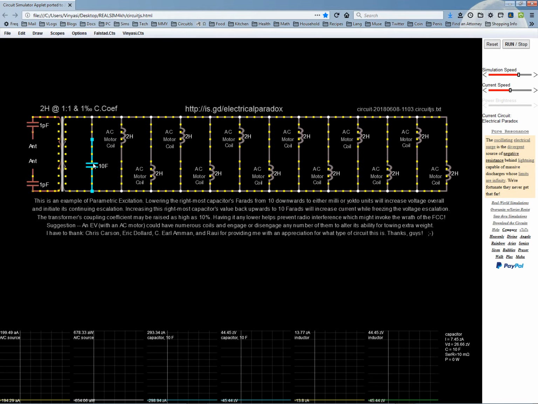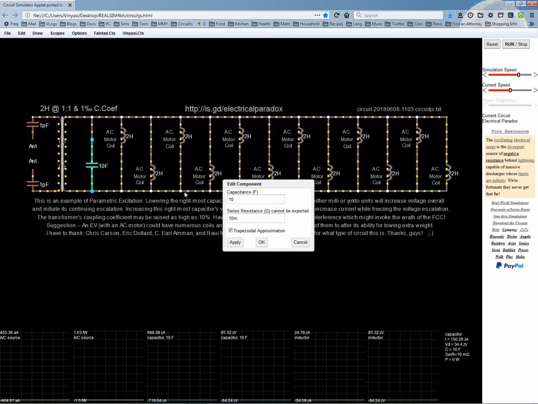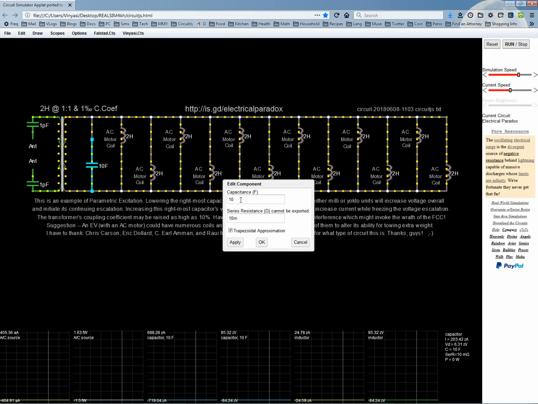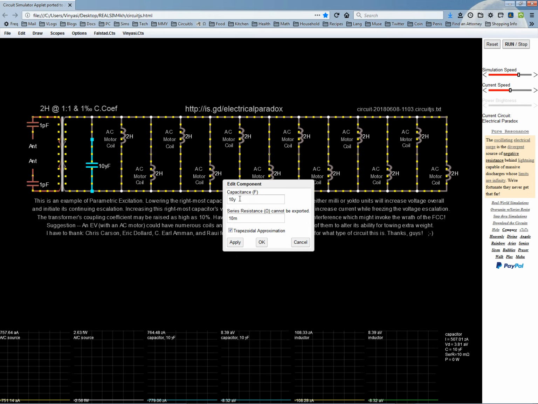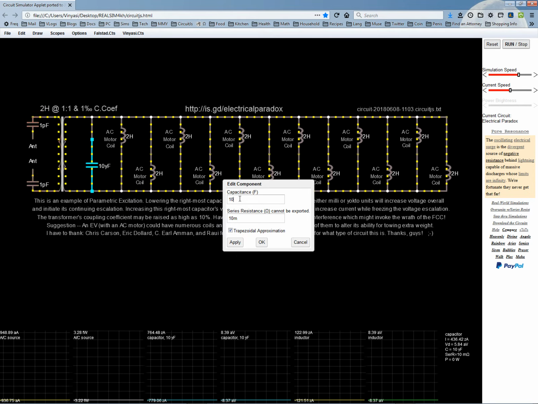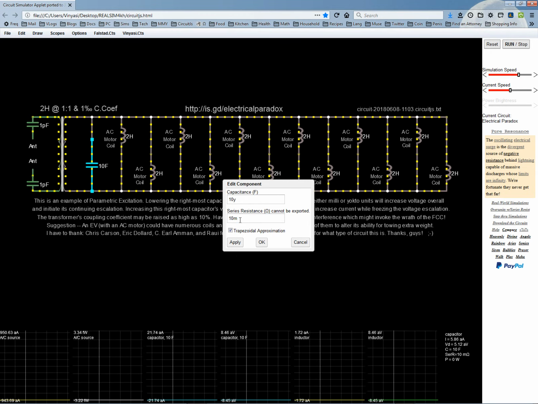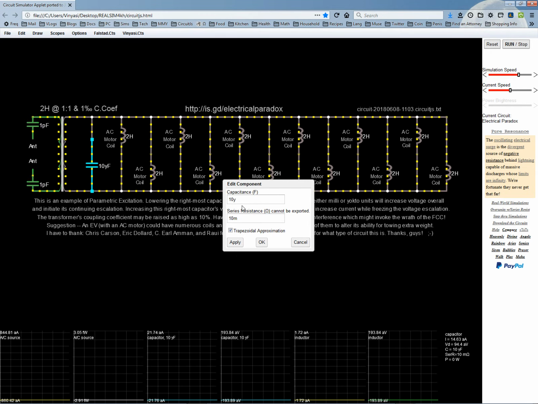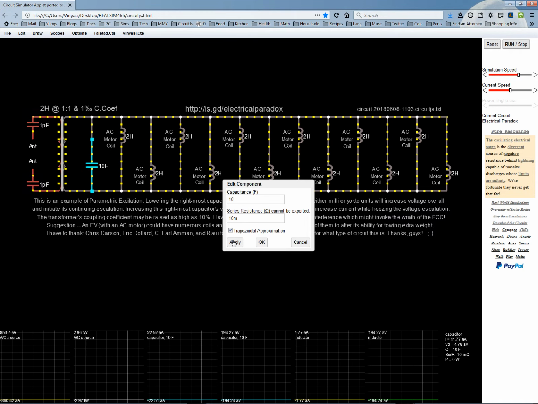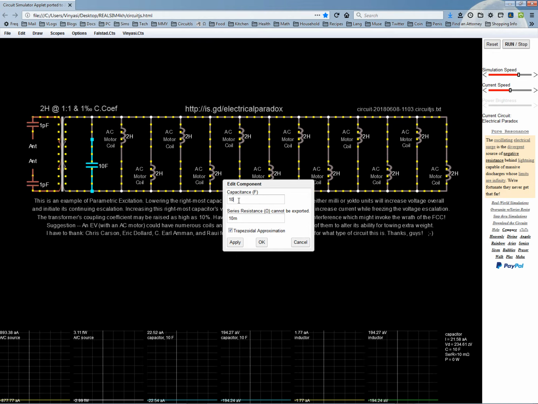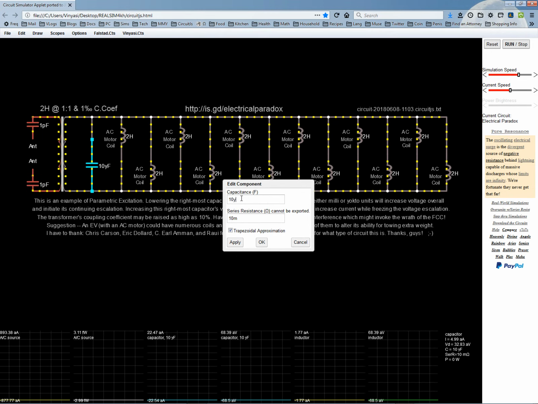So what you do is you take this capacitor here and you right click it to edit it, and then I like to put in a lowercase y, click apply, and then erase the y and click apply again, then put in another y and click apply, and then backspace and click apply and put it back in again, and then take it out.